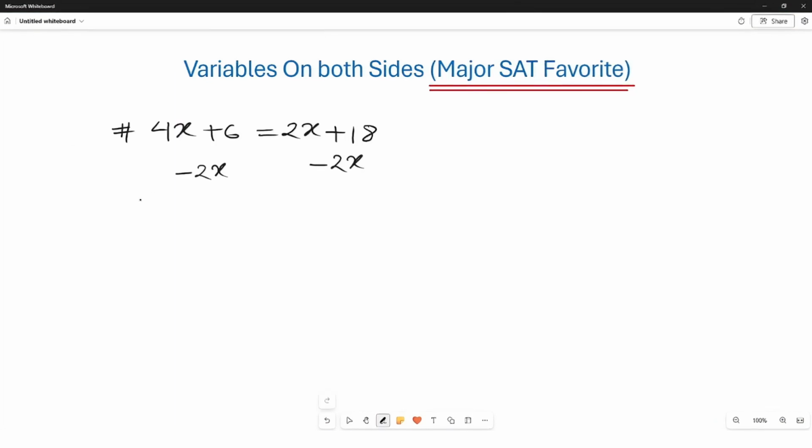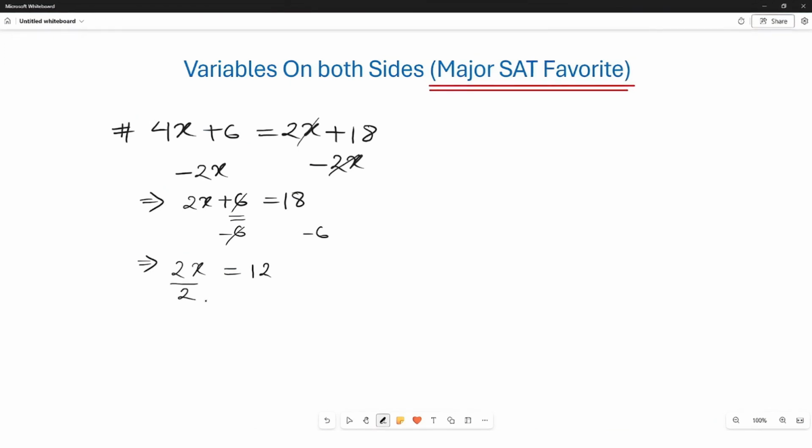So 4x minus 2x means 2x, so 2x plus 6. And on the right side, after cancelling out both of these 2x, we'll get 18. So 2x plus 6 equals 18. Now let's subtract 6 from both sides, and then we can cancel out both of these 6. So we'll get 2x, and if we subtract 6 from 18, we will get 12. So 2x equals 12.